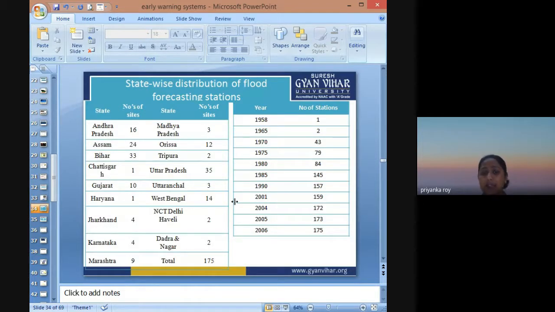Now, I've been telling you about the flood forecasting stations that have been installed. The number of sites are like 3 in Andhra, 12 in Assam, 2 in Bihar, Chhattisgarh has 35, Gujarat has 3, Haryana has 14, Jharkhand has 2, Karnataka has 2, and Maharashtra has 9, and the total number of sites comes up to about 175 sites that have been installed with flood forecasting stations. Okay.